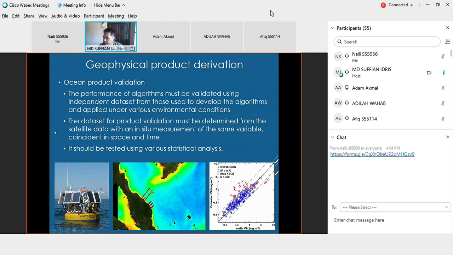So it should be tested using various statistical analysis. You boleh test macam-macam statistik. Kalau you tengok kat situ, OCM, OCM2, OC2, MSSCS, kita test dengan R square, kita test dengan root mean square, kita test juga dengan bias, kita test juga dengan mean percentage difference between in situ and estimated product lah.